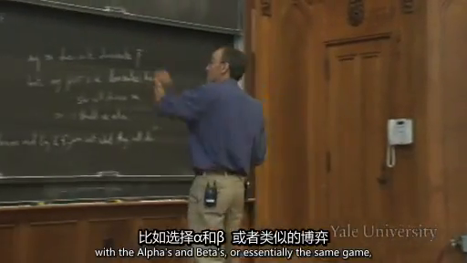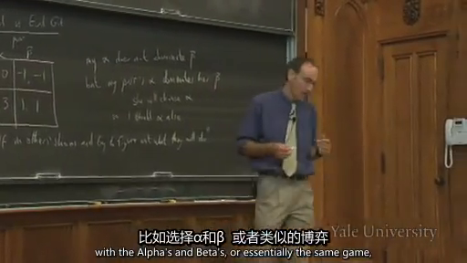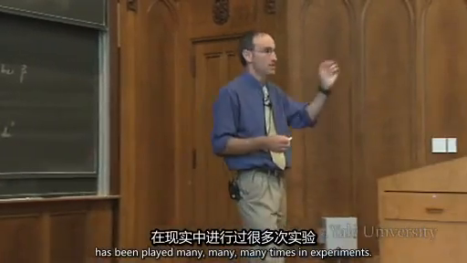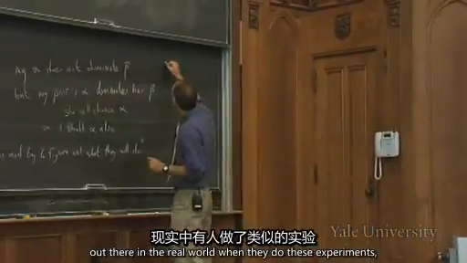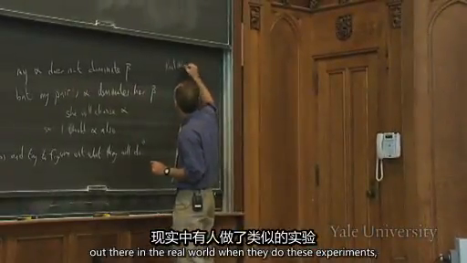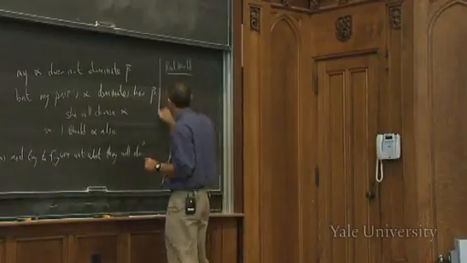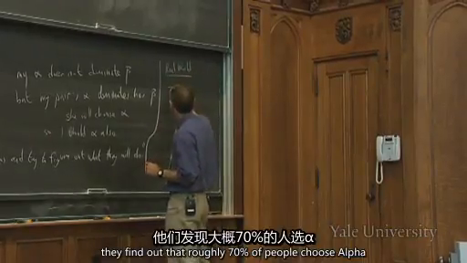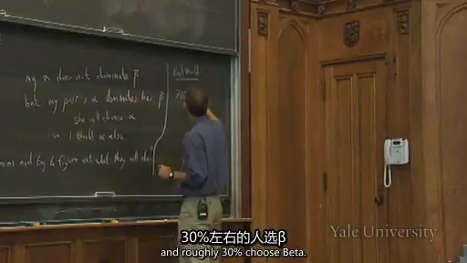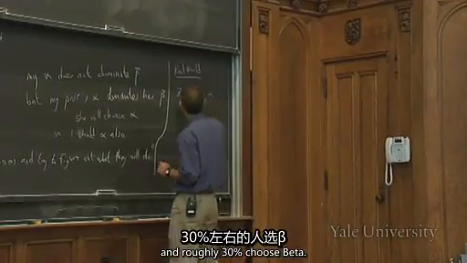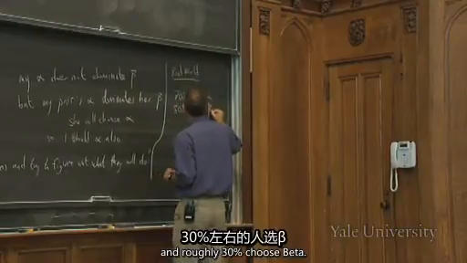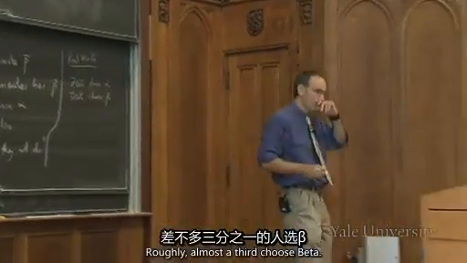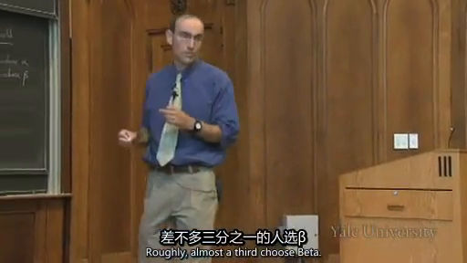Now, it turns out that this game, this prisoner's dilemma, with the alphas and betas, or essentially the same game, has been played many, many times in experiments. Out there in the real world, when they do these experiments, they find that roughly 70% of people choose alpha, and roughly 30%, almost a third, choose beta.